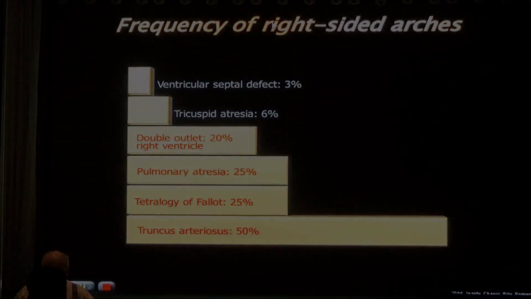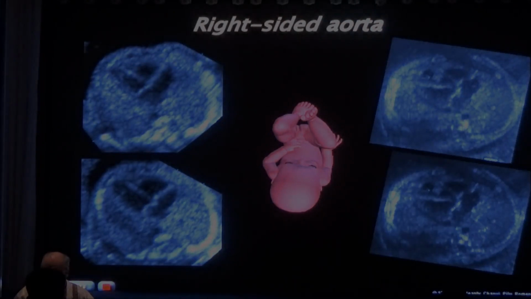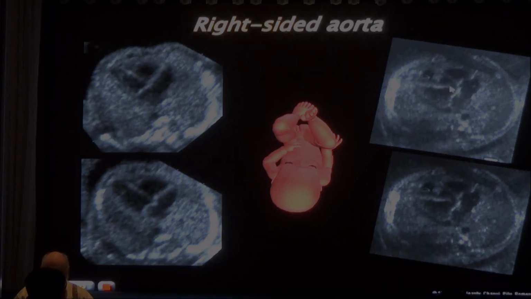If you look at right-sided aortic arch: truncus arteriosus 50%, tetralogy of Fallot 25%, pulmonary atresia 25%, and right ventricle 20%. These are all conotruncal anomalies. So if you see a right-sided aortic arch, always think of conotruncal anomalies. Normal or abnormal? The baby on the left, on the right side. Axis of the heart, 90 degrees. The descending aorta on the right side.